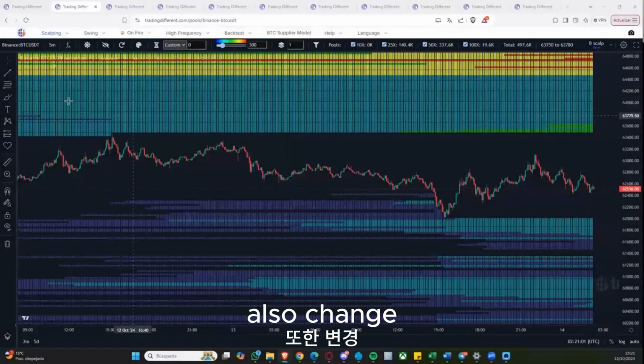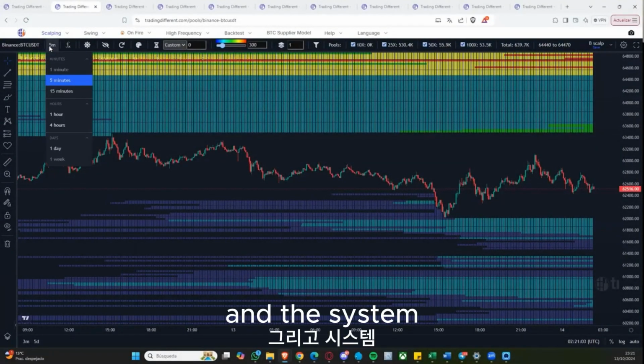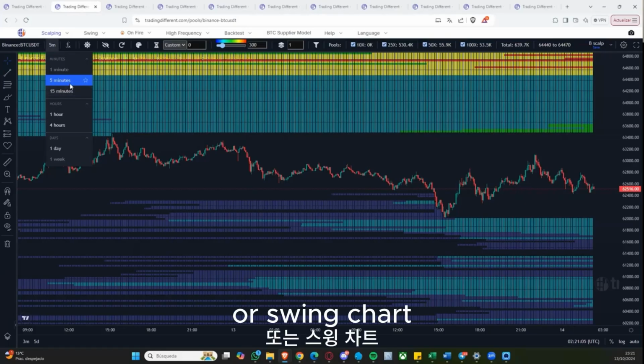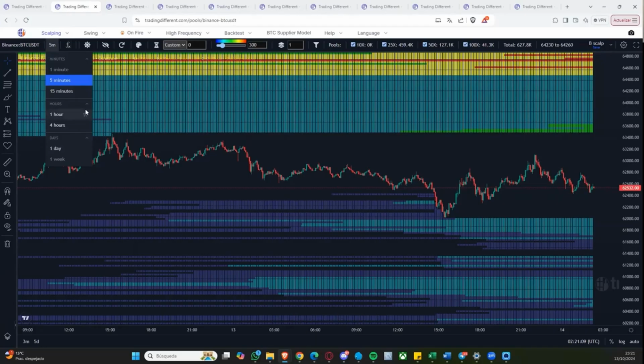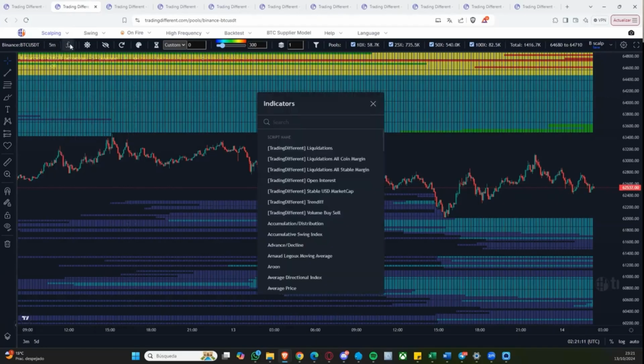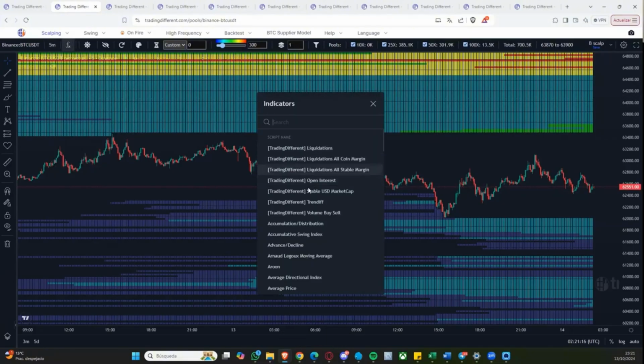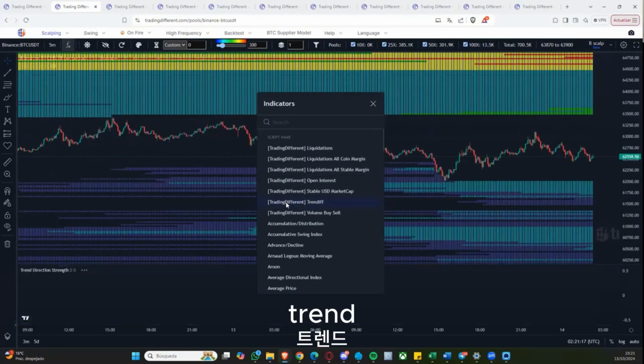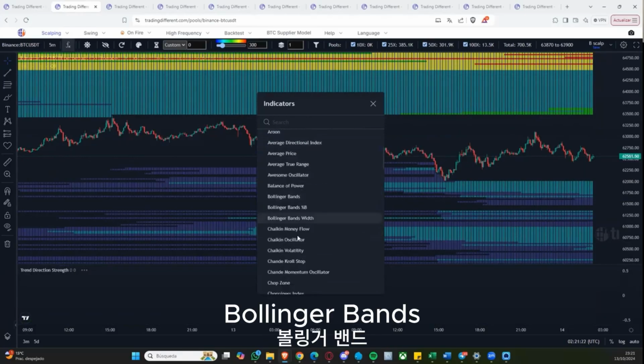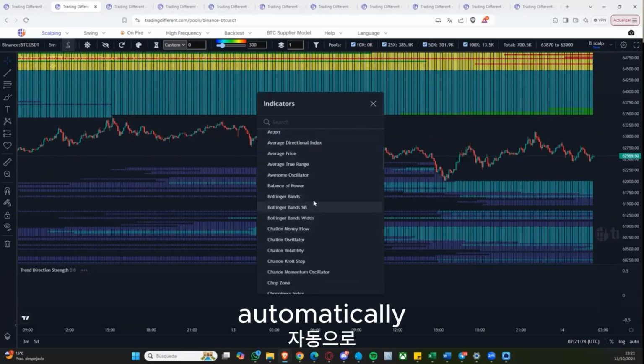At the top, I can also change time frames, and the system recognizes whether it is a scalping or swing chart. With just one click, I can add indicators. All indicators labeled trading different are proprietary. For example, I can add the trend diff indicator. I can also search for other indicators, such as Bollinger Bands, which will load automatically after clicking.